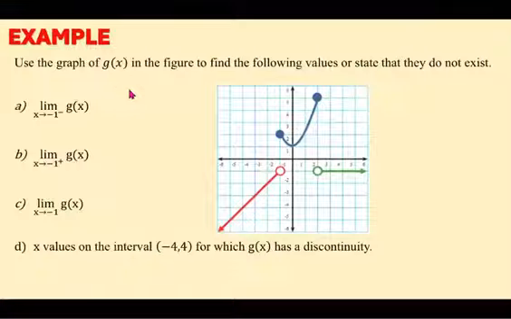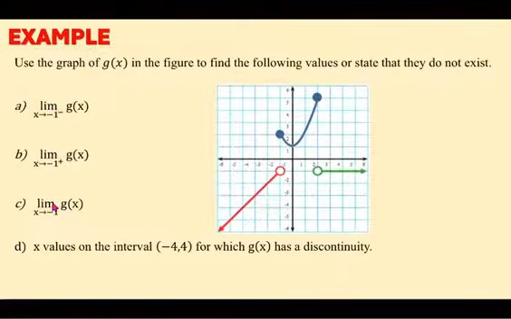Use the graph of g of x. So the graph given here is the graph of the function g of x, in the figure, to find the following values or state that they do not exist. So the first one, limit as x approaches -1 from the left of g of x. In B, we have to find the limit as x approaches -1 from the right of g of x. And in C, we have to find the limit as x approaches -1 of g of x.